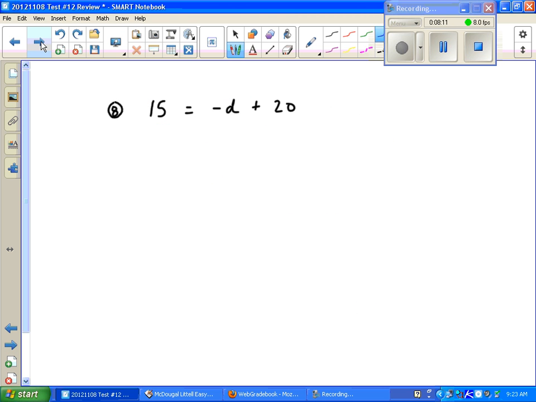Number 8, we're still solving. 15 equals negative d plus 20. Move everything that's not d over to the other side. That says plus 20. Undo that by subtracting 20. You do it on the right. You got to do it on the left. 15 minus 20 is negative 5 equals, we still have negative d here, and these will cancel each other out.